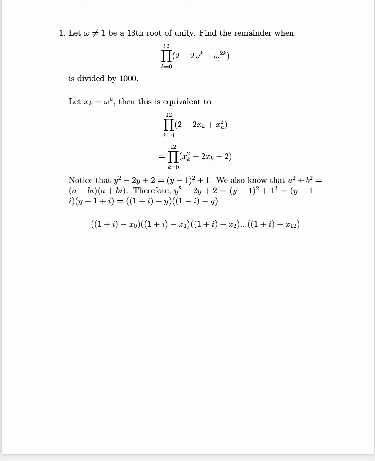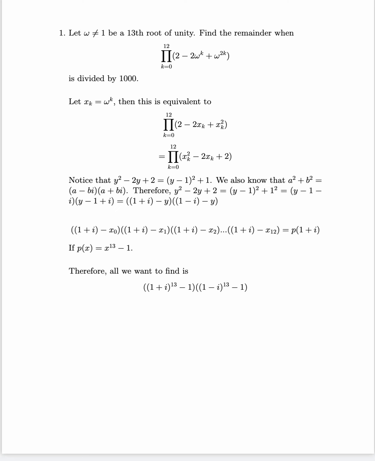If p of x is defined as x to the 13th minus 1, right? Now this just simplifies it by a lot. Therefore, all we want to find is (1 plus i) to the 13th minus 1 times (1 minus i) to the 13th minus 1.